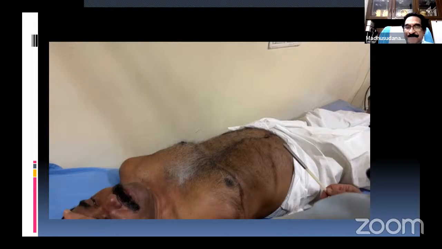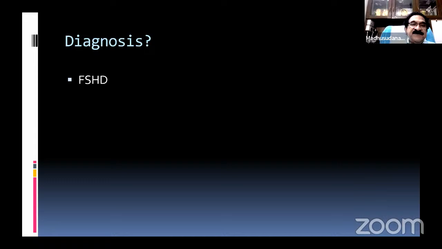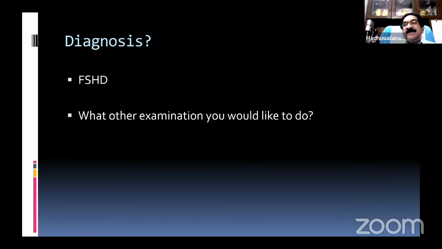Abdominal muscle is moving up. So, diagnose facioscapulohumeral dystrophy. Now, what other examination would you like to do in this patient?